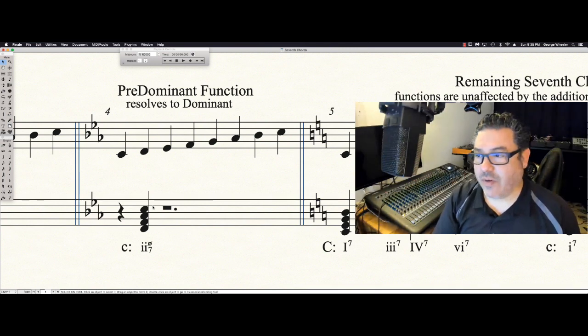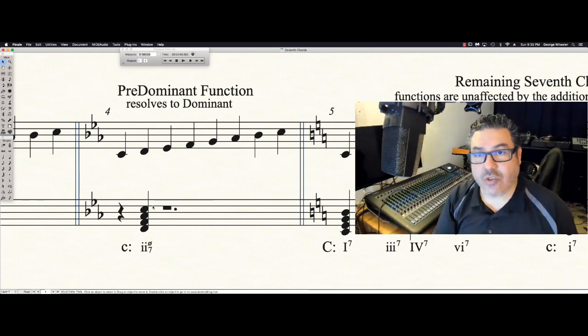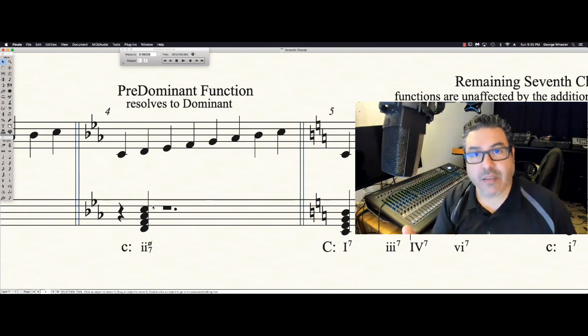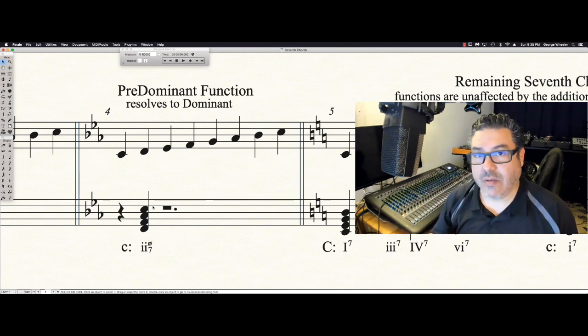The 7th is different. So both of these chords I showed you will resolve to dominant, and I'll show you an example of each of those. Let's move on to the last group of chords.